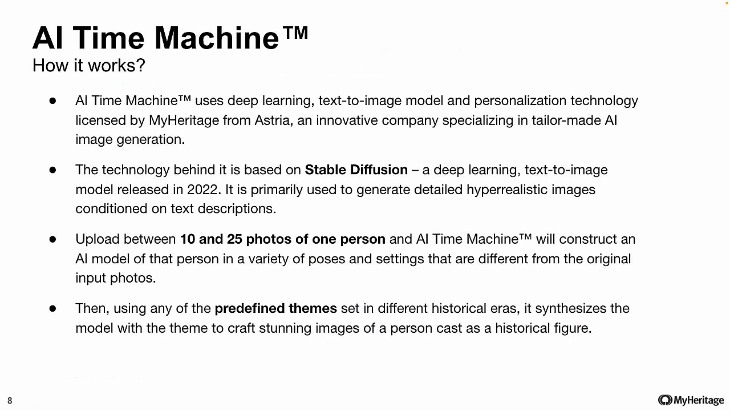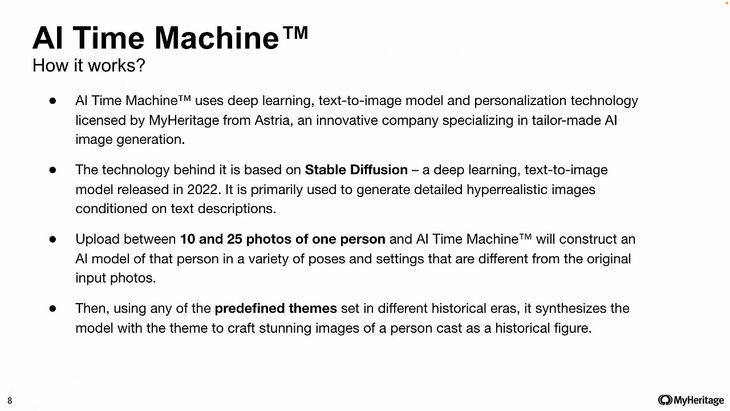So basically, if you want to be an Egyptian pharaoh, if we took that as an example, or a Greek philosopher, you need to enter a text prompt that describes how you want to look like in this theme. And this technology will allow you to generate photos for you, or images for you, based on this theme.